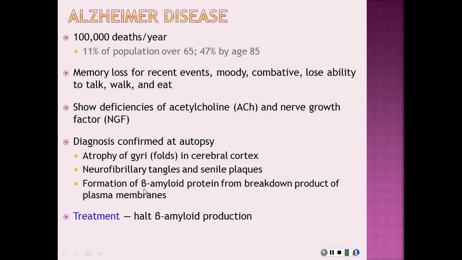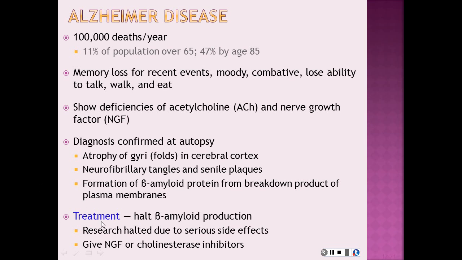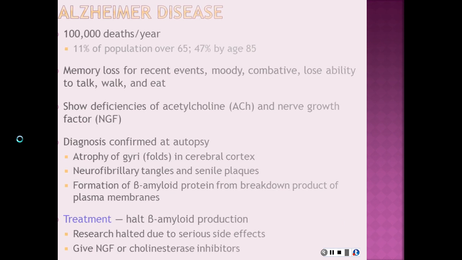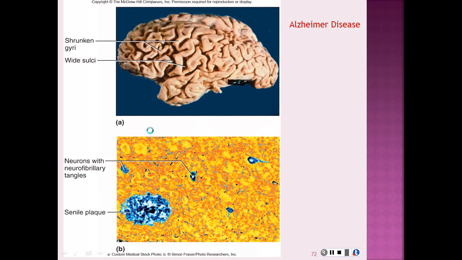And then we have formation of the beta amyloid protein from the breakdown product of these plasma membranes. In the type of treatment that was tried, they stopped the beta amyloid production, and that was stopped due to very serious side effects that were occurring. So here we have someone with Alzheimer's disease. These folds are not supposed to be that deep or wide, but with Alzheimer's disease, this is exactly what you're going to see.